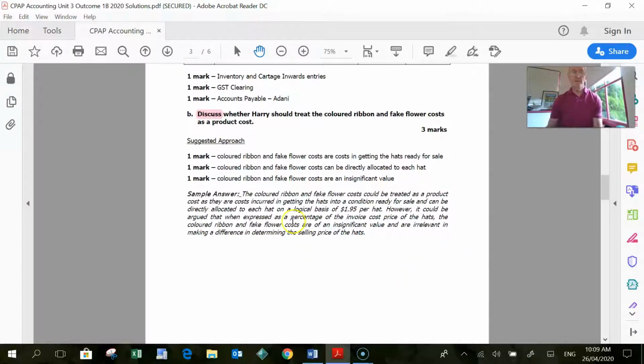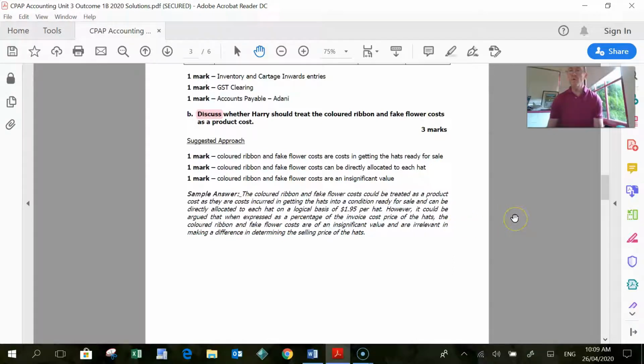So most of you identified that the coloured ribbon and fake flower costs were product costs. They relate to getting inventory ready for sale, and we could logically allocate them. However, it was only $1.95, so your contrary point of view should have been it's not significant, and it's not going to have a huge impact or any impact on decision making and on the balance sheet figures, so we could quite reasonably treat that as a period cost. Right, so that's the alternative point of view. The amount wasn't that particularly significant.